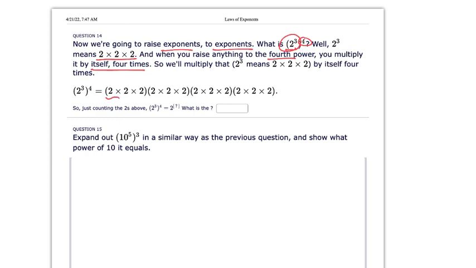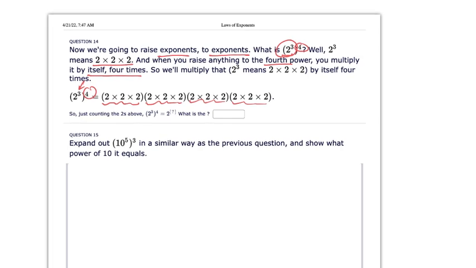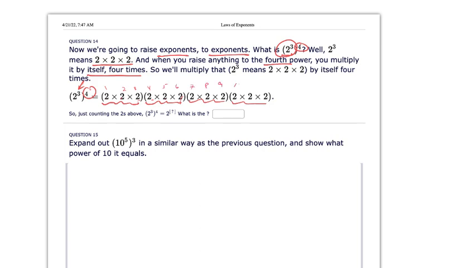So here's 2 times 2 times 2, taken times itself 4 times. So we've got 4 groups each with 3 in it, giving us a total of, and you could count them, 1, 2, 3, 4, 5, 6, 7, 8, 9, 10, 11, 12, or you could remember the shortcut. If you got 4 groups of 3, just take 3 times 4 and it gives you 12. And that's our first answer here.